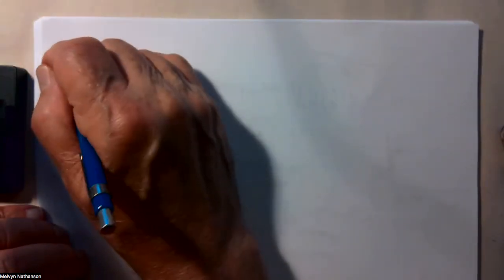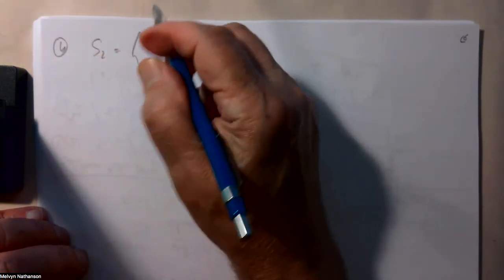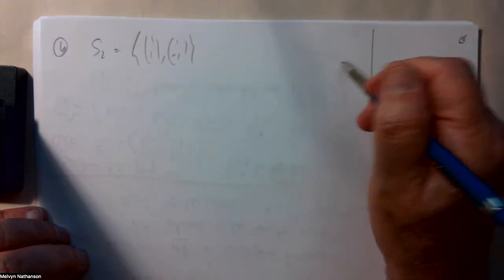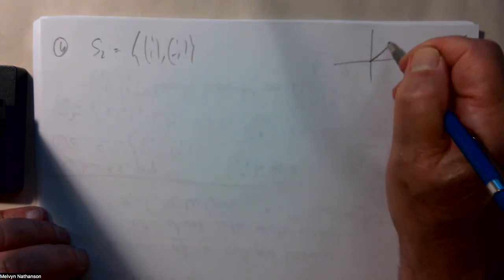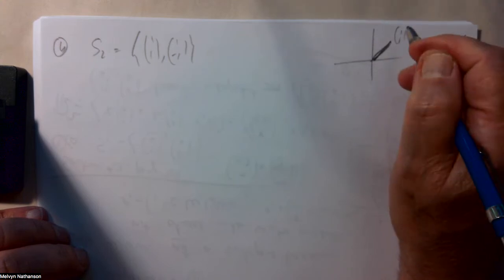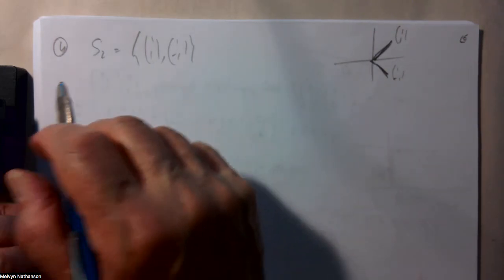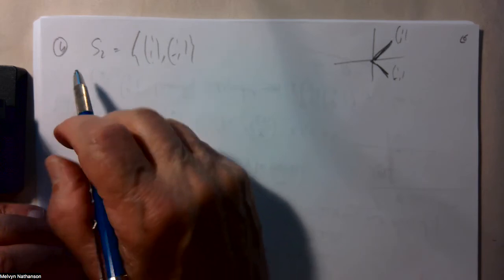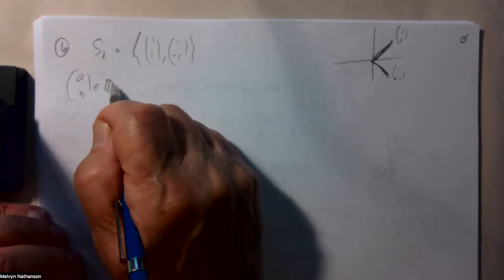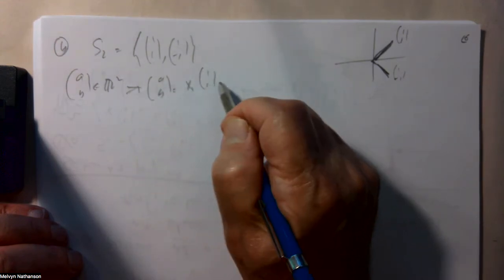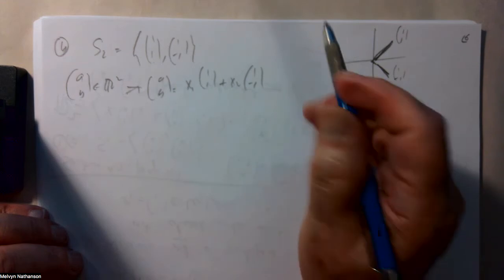Let's look at 1b. S2 is the set of vectors 1, 1, and 1, minus 1. Again, if you look at this in the plane, there is 1, 1. Here is 1, minus 1. And what is the subspace these generate? Well, I claim if I take any vector AB in R2, I can write AB as some linear combination of 1, 1 and 1, minus 1.